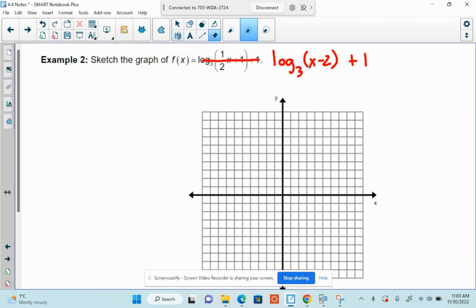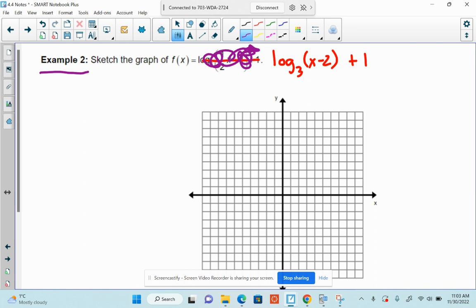So for example 2, I changed the function. Instead of the function that you have in your note packet, we graphed the function f of x equals the log of x minus 2 base 3, plus 1.